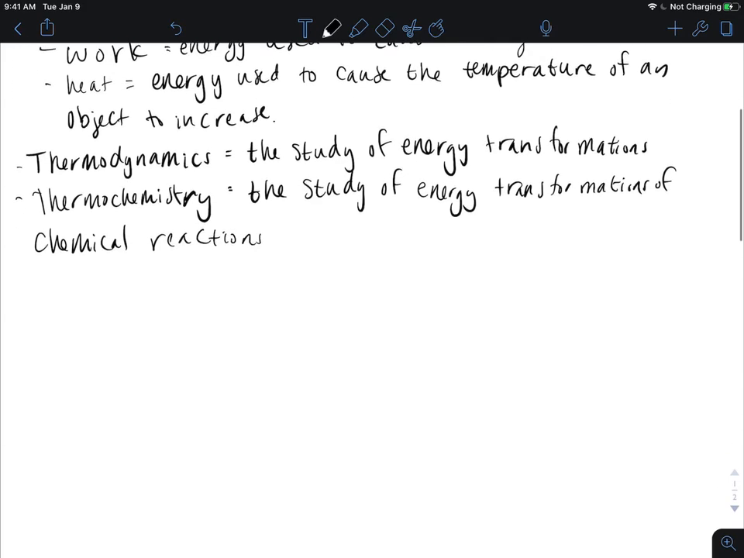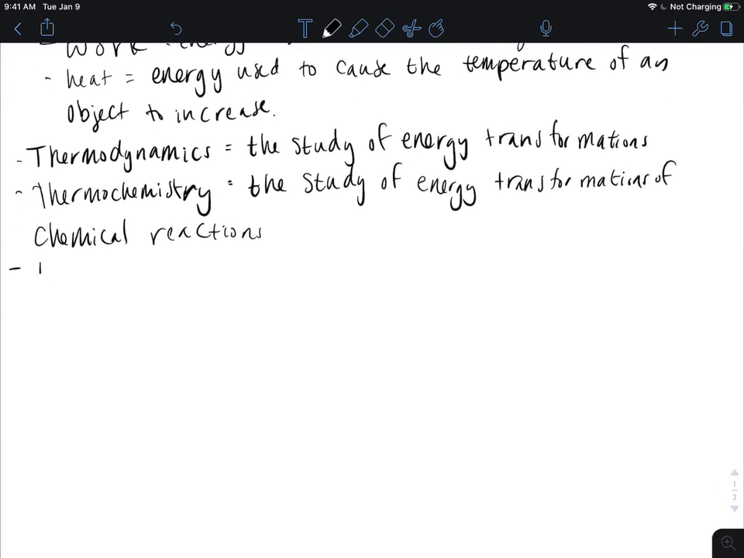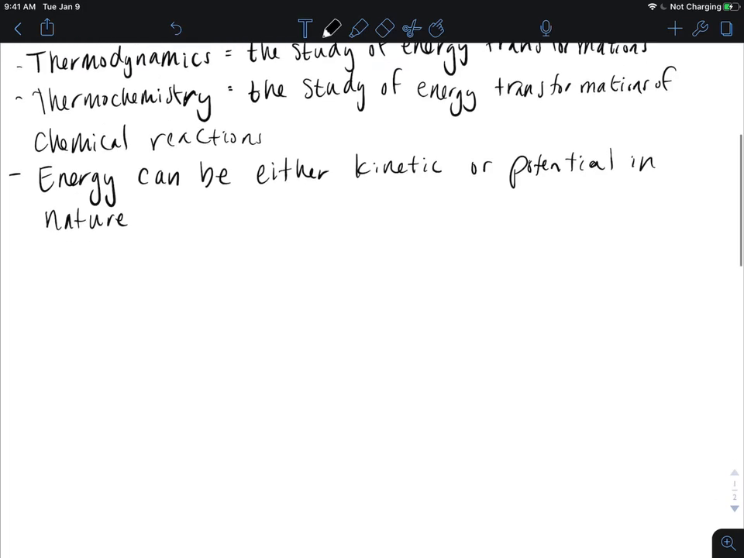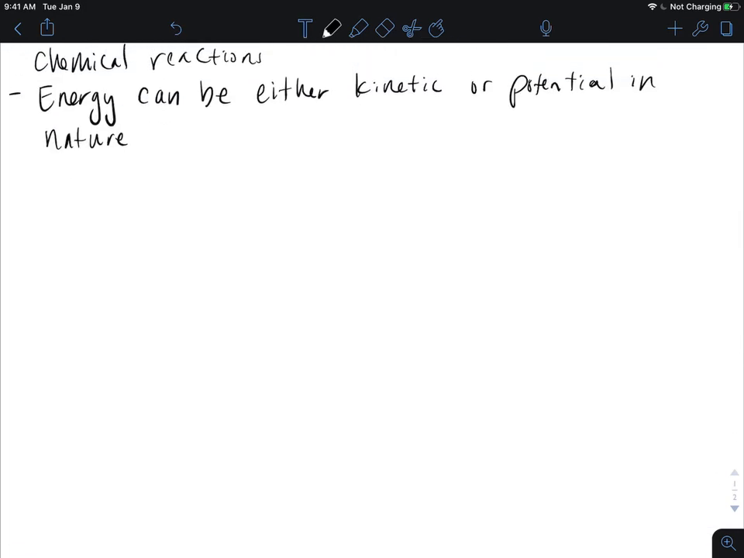Okay. So energy itself, we can look at it in terms of work and heat, or we can look at it in terms of kinetic and potential. So energy can be either kinetic or potential in nature. So it can either be movement energy or it can be energy that's stored. So our potential energy is stored energy.